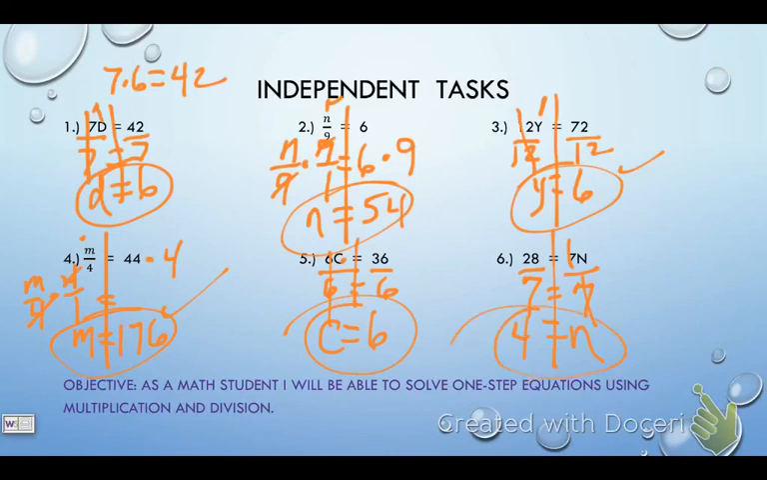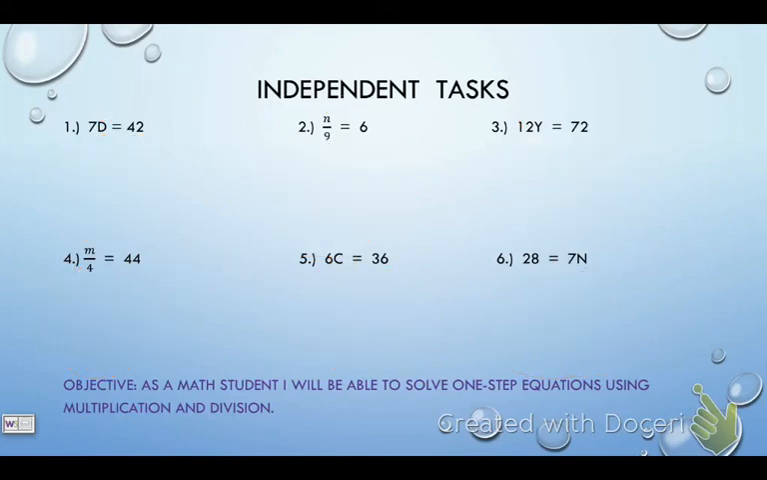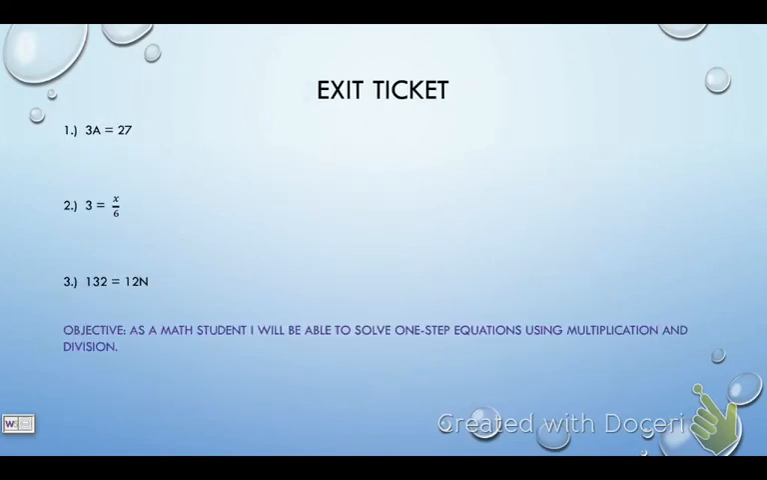Remember, your objective is to be able to solve one-step equations using multiplying and dividing. Ladies and gentlemen, congratulations. We're at the end of my video. Here's your exit ticket. Make sure you finish these. Make sure you take a picture, hand it in, and when you're done, you have an assignment. So don't forget, do everything I showed you. Make sure you check. Make sure you do all the things. If you don't, I'm going to give it back to you, make you do it again. Hey, good job. Here we go. We're done.